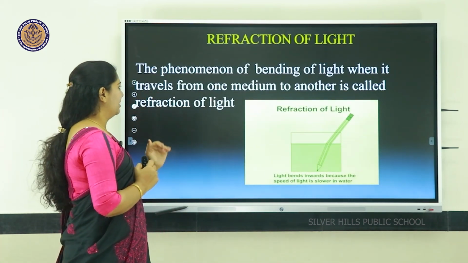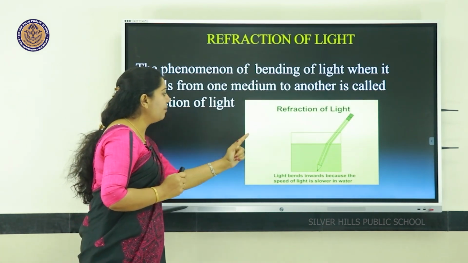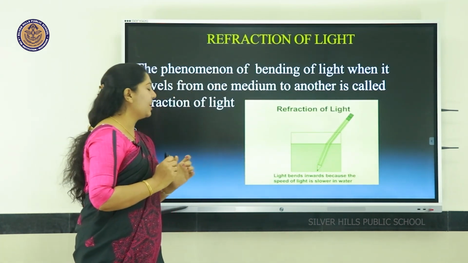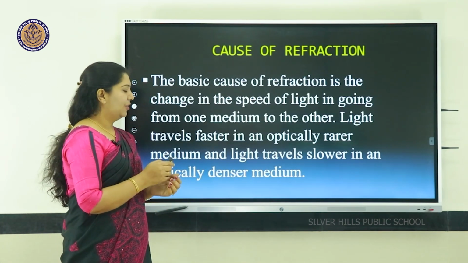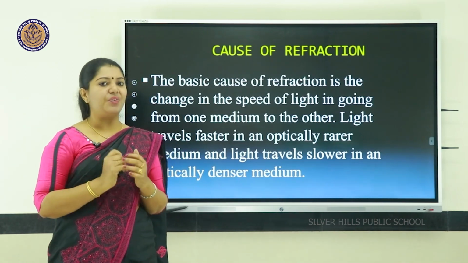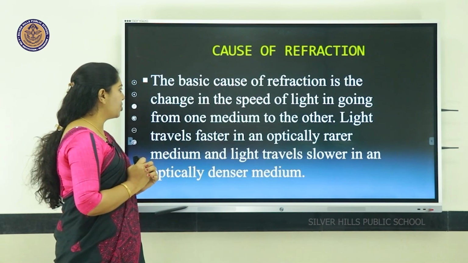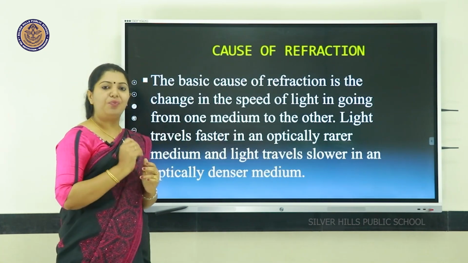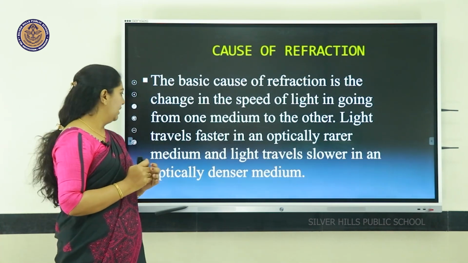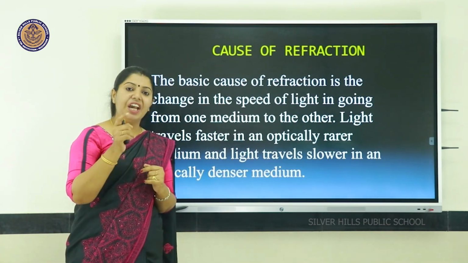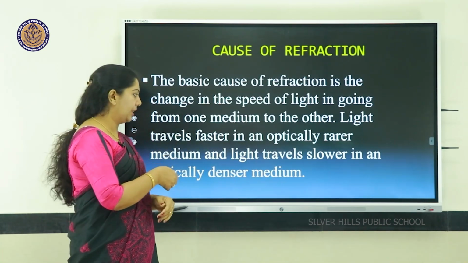Refraction of light: the phenomenon of bending of light when it travels from one medium to another is called refraction of light. Do you know what is the actual cause of refraction? The basic cause of refraction is the change in the speed of light in going from one medium to the other. Light travels faster in air and light travels slower in water.